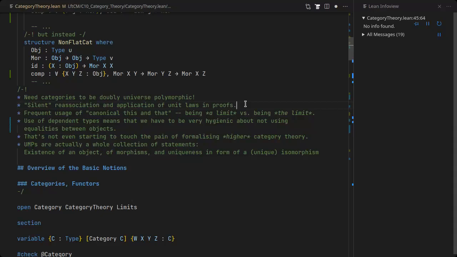So the solution to this is to not make use of any sort of equality between objects and categories, but always state things in terms of isomorphism, which is good practice anyway when you're doing category theory. But it's even more vital in formalization. That's okay. That's the next point.